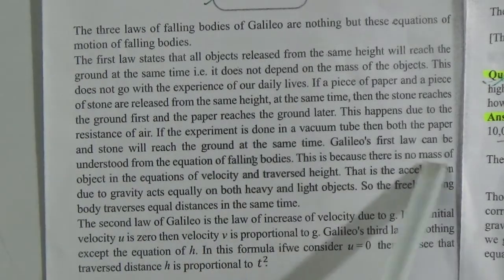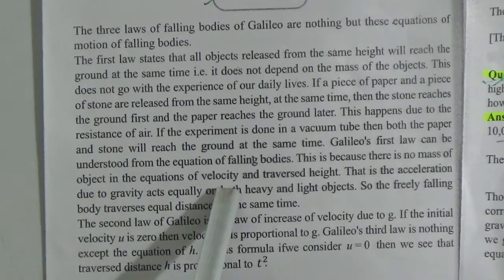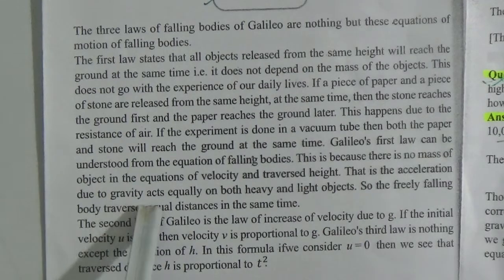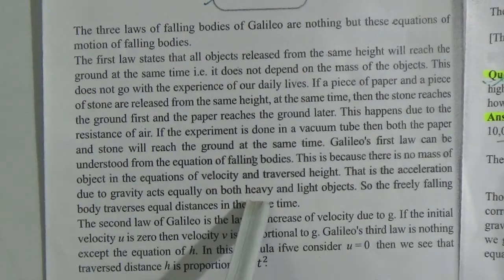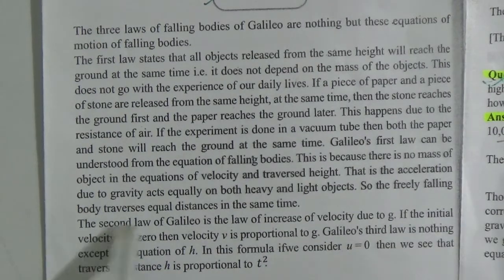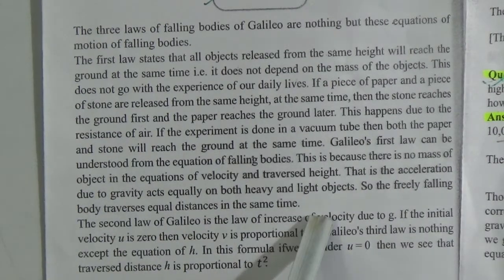Galileo's first law can be understood from the equation of falling bodies. This is because there is no mass of object in the equation of velocity and traversed height. That is, the acceleration due to gravity acts equally on both heavy and light objects. So freely falling bodies traverse equal distance in the same time.